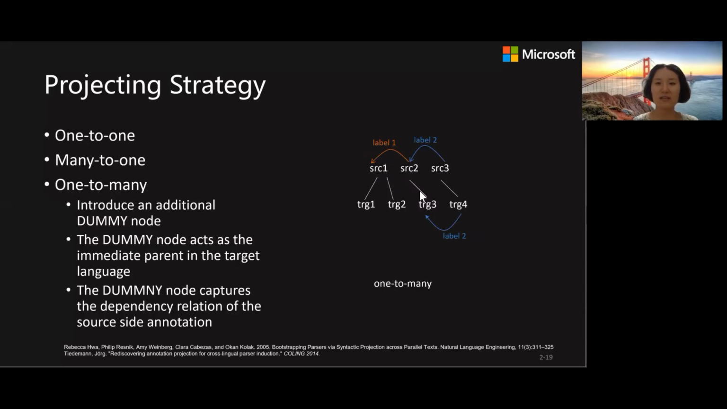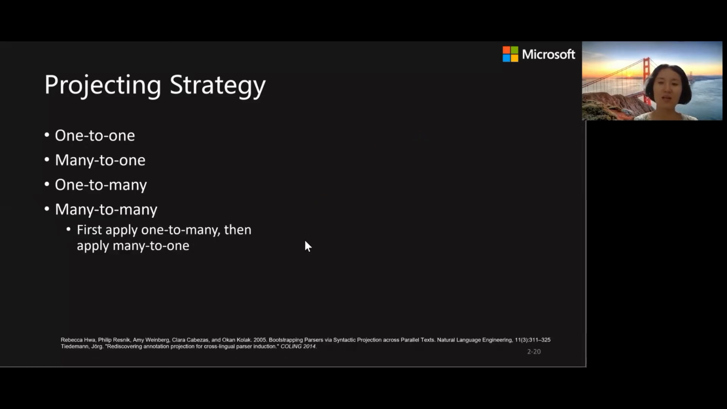If one source word is aligned to multiple target words, for instance, here, source 1 is aligned to 2 target words, target 1 and target 2, we take the following steps. First, we introduce a dummy node. Then the dummy node acts as the immediate parent of those target words. And finally, the dummy node captures the dependency relations of the source side annotation. For those many-to-many alignments, we first apply the one-to-many strategy and then apply the many-to-one strategy.